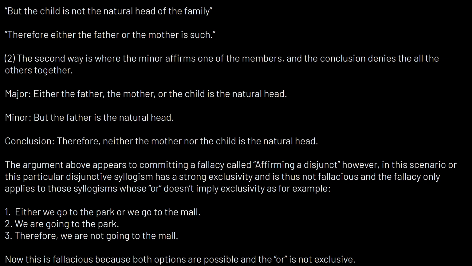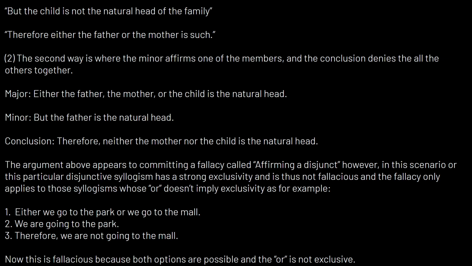That is because this particular disjunctive syllogism has something we call a strong exclusivity. That means between its disjuncts, if a disjunct is true, then it excludes the other. And it's thus not fallacious. This fallacy only applies to those syllogisms whose "or" just implies inclusivity, or just doesn't imply exclusivity. As for example, if I have this syllogism: one, either we go to the park or we go to the mall. Two, we are going to the park, that is, we're affirming a disjunct. Therefore, we are not going to the mall.